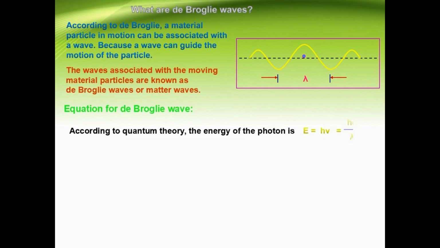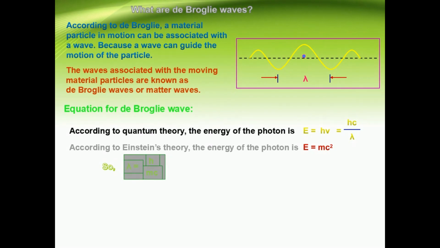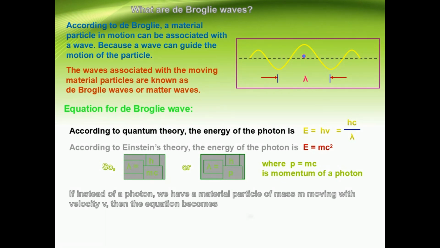We studied this just some time back, right? According to Einstein's theory, the energy of a photon is E equals mc square. So lambda is equal to h by mc, or lambda is equal to h by p, where p is equal to mc, which is the momentum of the photon. Instead of a photon, if we have a material particle of mass m moving with velocity v, the resultant here is lambda equal to h by m into v.